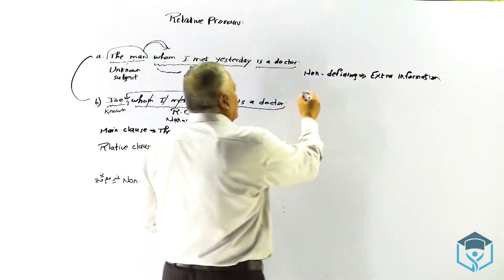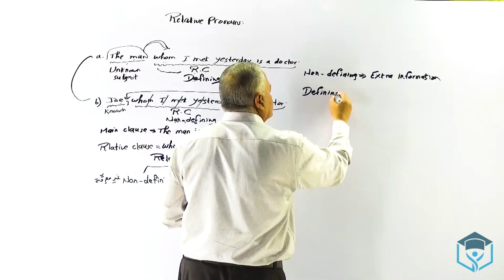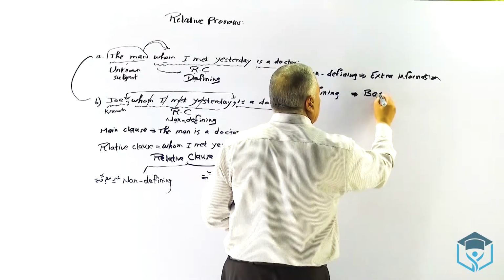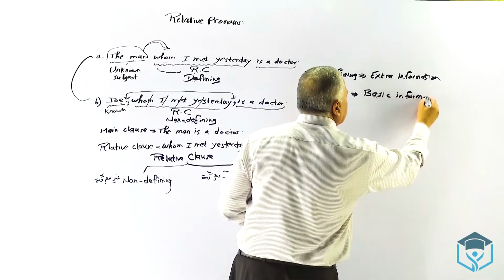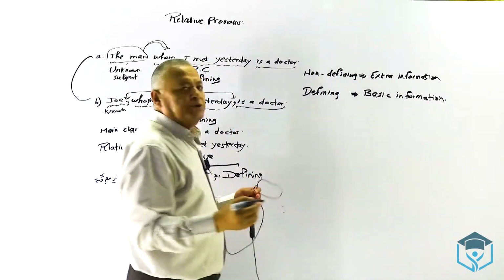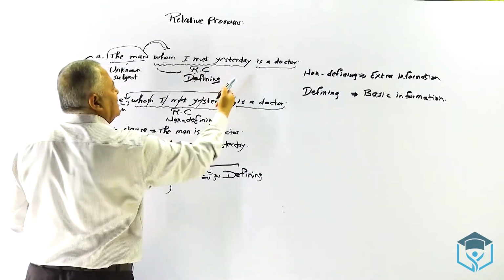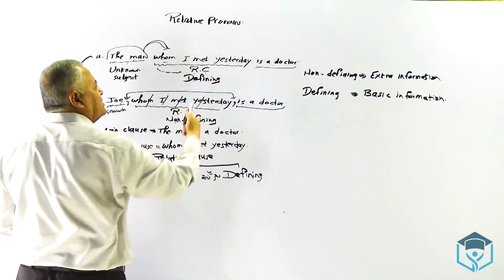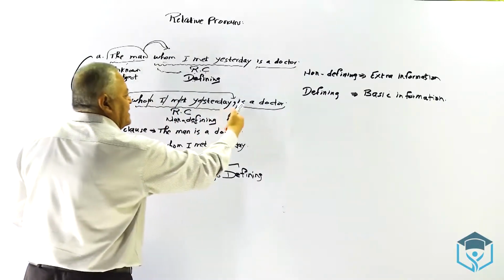But the defining relative clause, what is said about the information? The information is called basic information. هذه معلومتها أساسية. You can't leave it out. You can't drop it. هذه شبه الجملة الصلة المعرفة لا يمكن حذفها نهائي. Why? It is part of the whole sentence. But this was not part. Leave it out. Say Joe is a doctor. That's it.